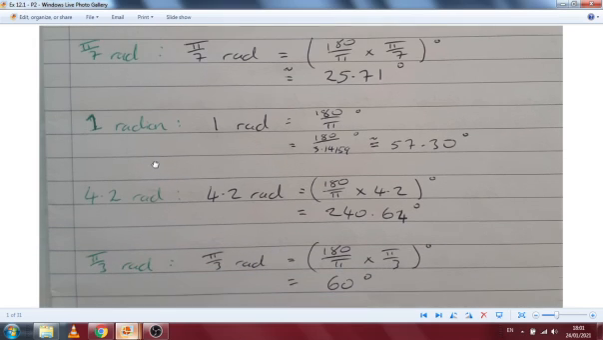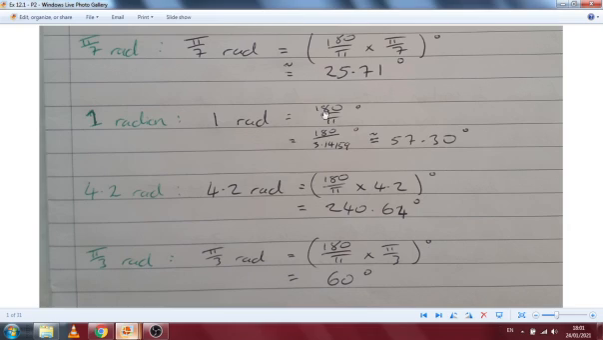Then we have 1 radian. So what is 1 radian? It's 180 over pi, and then here, just for something a bit different, I wrote it as the decimal. So that works out, like it said in the textbook, in the previous one, 57.3 degrees.